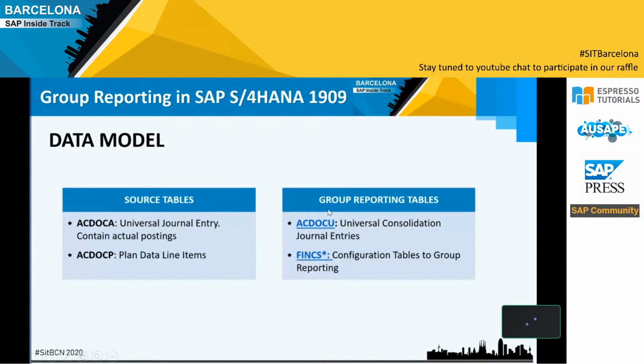As part of the data model, the source tables for the SAP companies that have finance are two tables. The first one contains the universal journal entry and holds the actual postings. And the second table contains the line items for the plan records. Both of these tables are transferred to the table of universal consolidation journal entries. And then we have the tables for maintaining the configuration as part of Group Reporting.